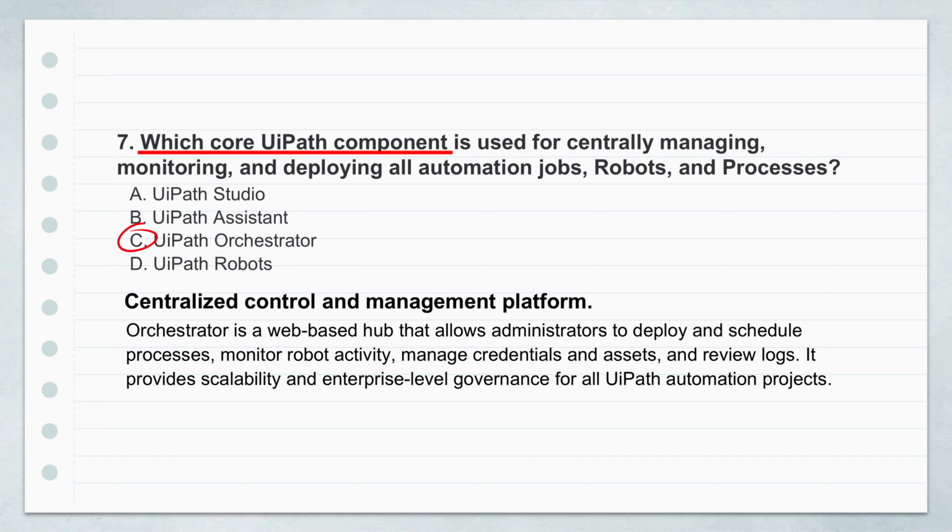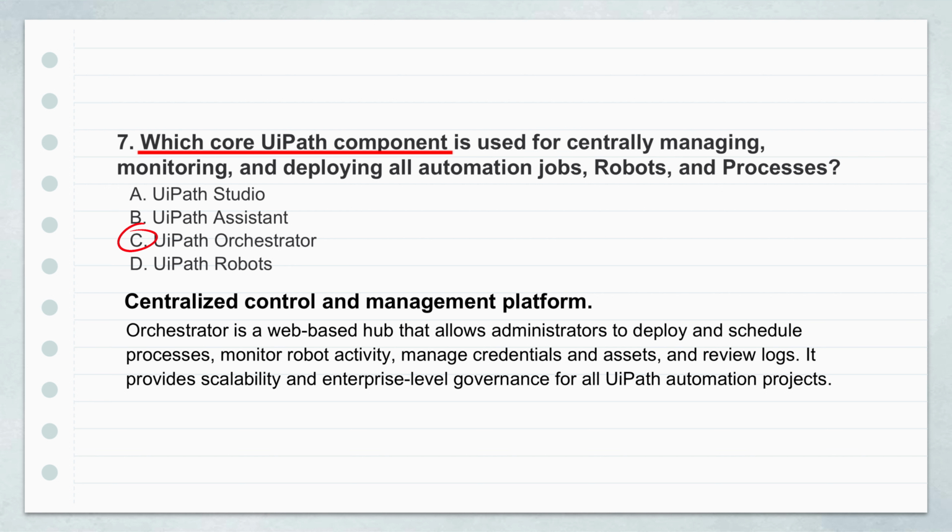Orchestrator lets you deploy automations instantly across different environments. It handles all the job scheduling. It provides those detailed audit logs you absolutely need for compliance. And it's essential for scaling up. You really can't run a serious enterprise-level RPA program without Orchestrator governing everything.